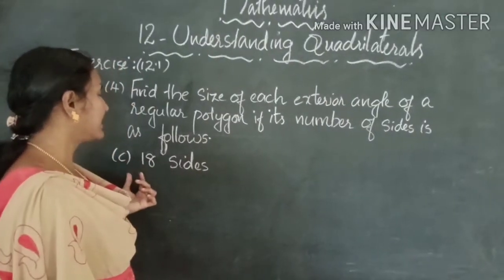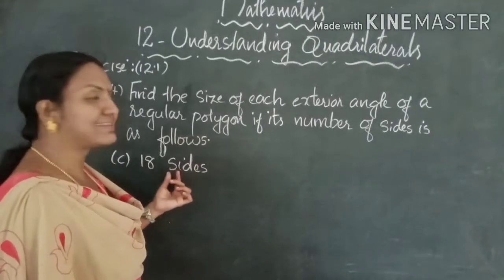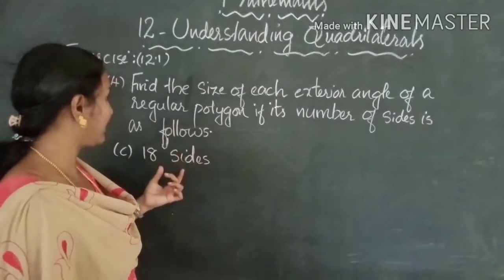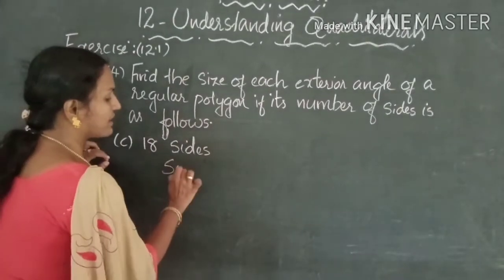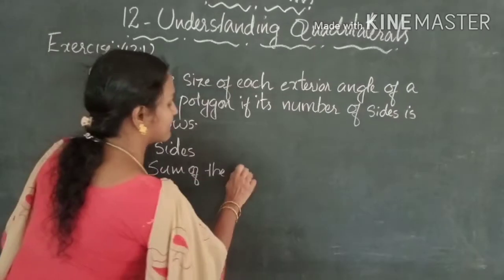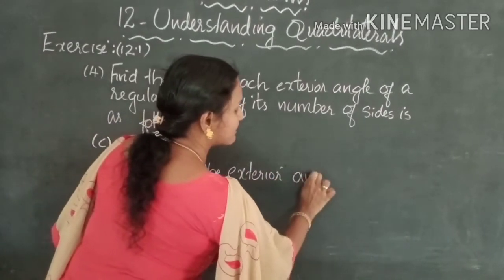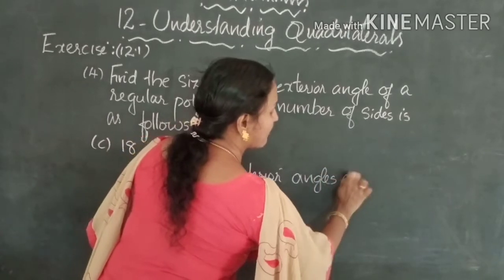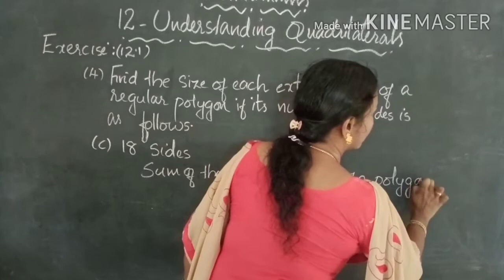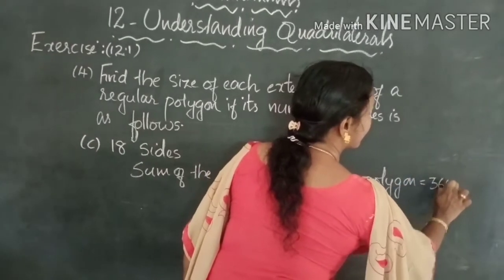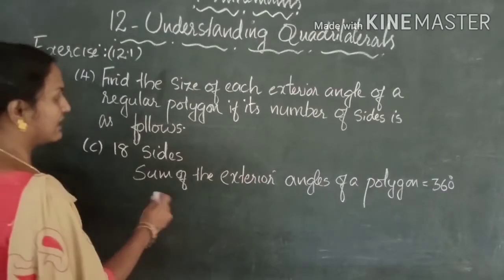Next, option C, 18 sides. Here, the number of sides is 18. We have to find the size of each exterior angle. So, the sum of the exterior angles of a polygon is equal to 360 degree.